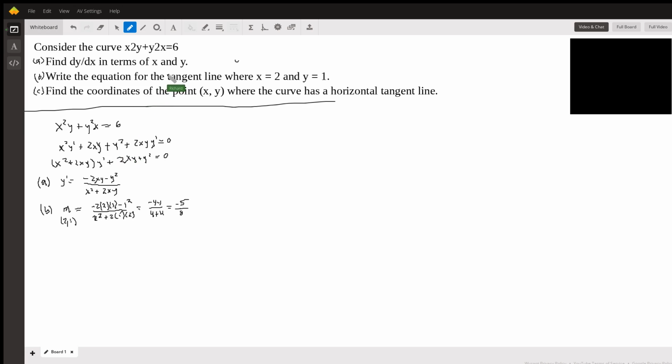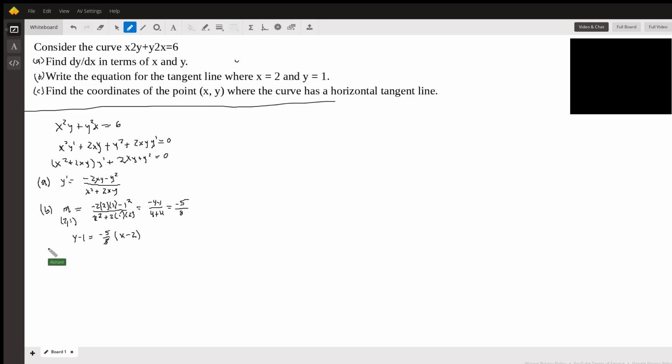And now we're going to use the point slope form of the equation to find the equation. So it's going to be, because I'm using this point, y minus 1 is equal to negative 5/8 times x minus 2. And that's our answer to part B.